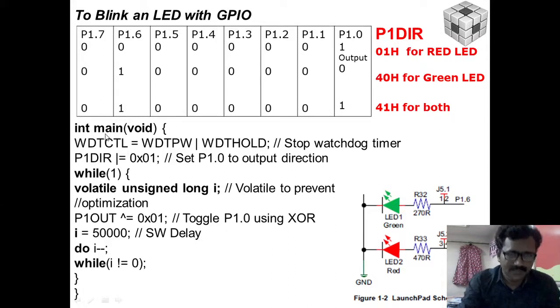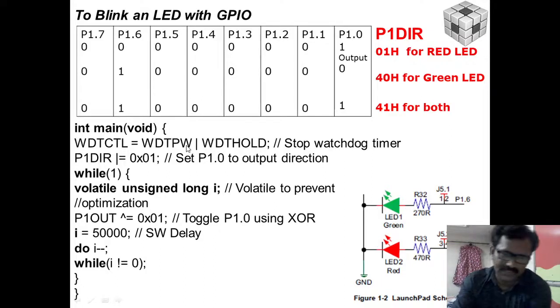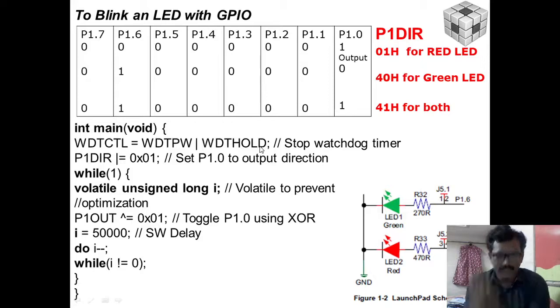First step is in main void. There is a header file we need to include, and in the main, watchdog timer control register WDTCTL is equal to watchdog timer password. We need to give the password. If you don't give the password, it will generate another reset signal, and it also generates a power up clear signal. So watchdog timer password OR operation with watchdog timer hold bit. What happens is the watchdog timer hold bit goes to 1, then the watchdog timer will be in stop condition.